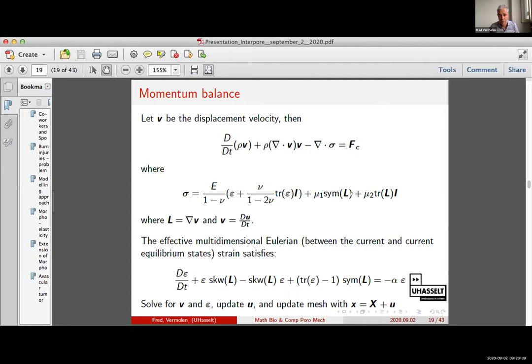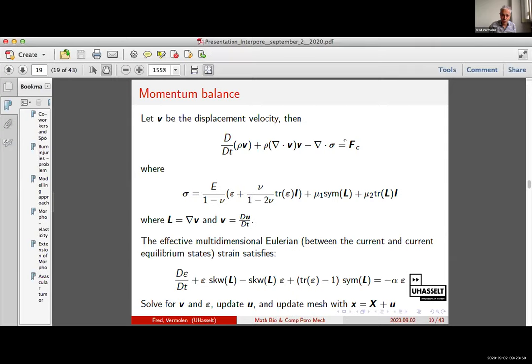So V here is the material derivative of the displacement at each point. So we solve this equation. F here denotes body forces that are caused by the cells that are pulling on their environment, that are contracting, that are making the wound contract.